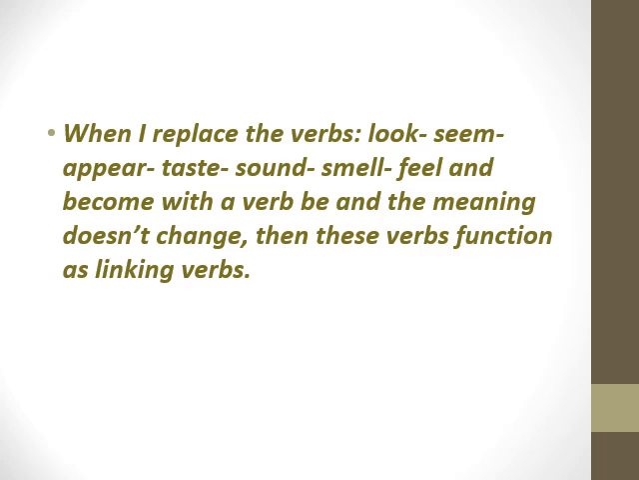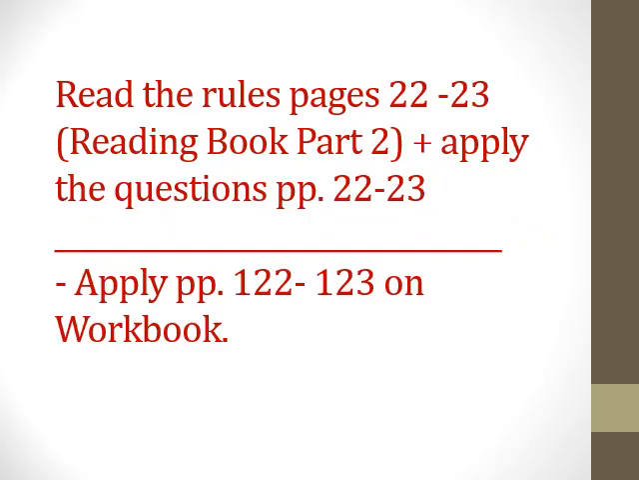So again, to wrap up, I have two types of verbs. I have the action verb, which shows an action done either by a person, an animal, or a thing. And I have the linking verb, which is the verb to be and the other verbs that give the same meaning as the verb to be.